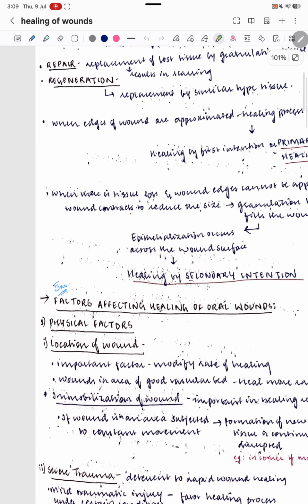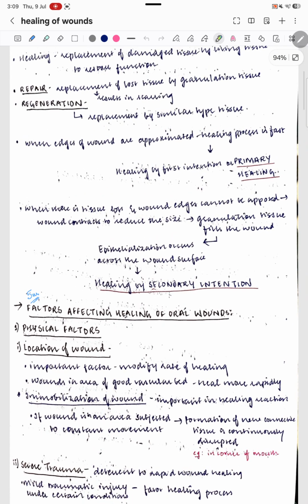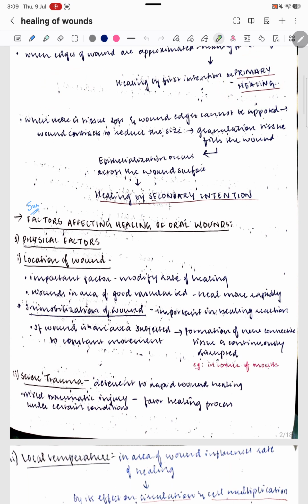Now when the edges of the wound are approximated, the healing process fastens. So if the edges of the wound are approximated, healing is faster. So healing that is done with the approximation of the wound edges is known as primary healing. When there is a tissue loss or wound edges cannot be opposed, the wound contracts and reduces in size, then granulation tissue fills the wound, then epithelialization occurs across the wound surface, and healing is by secondary intention.